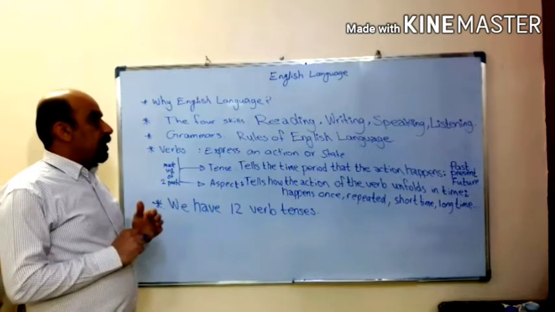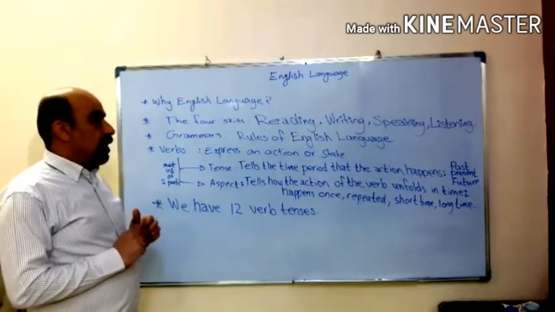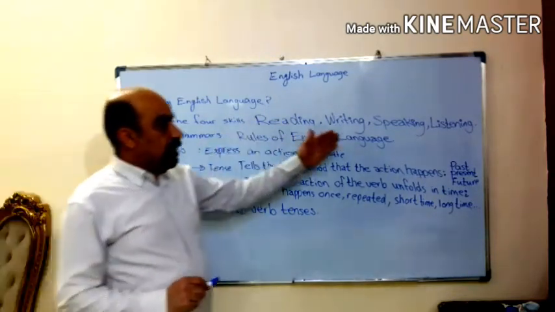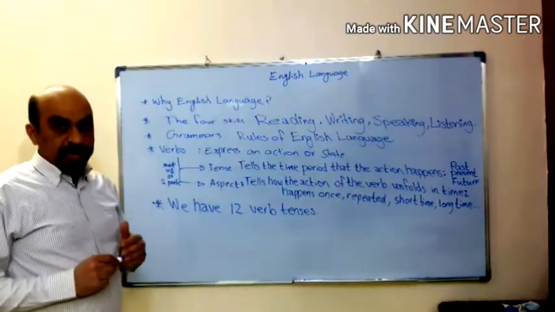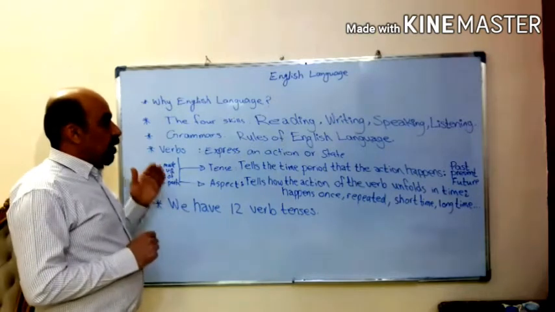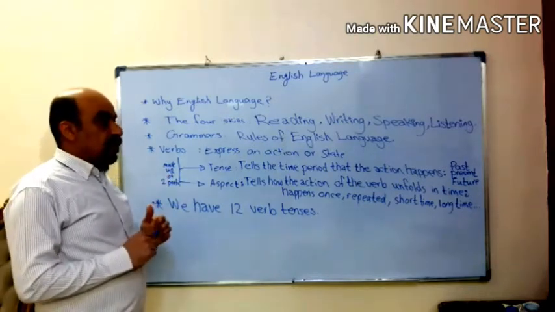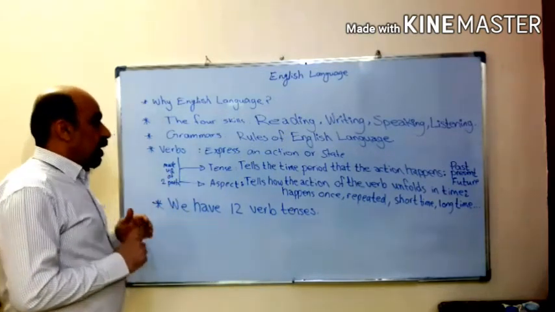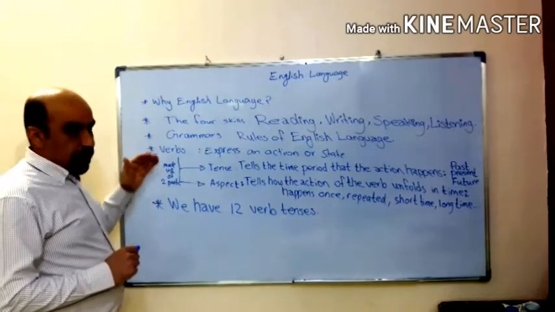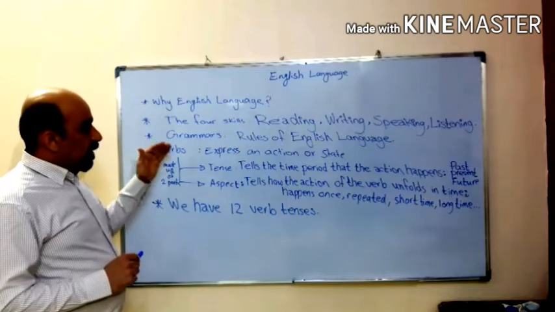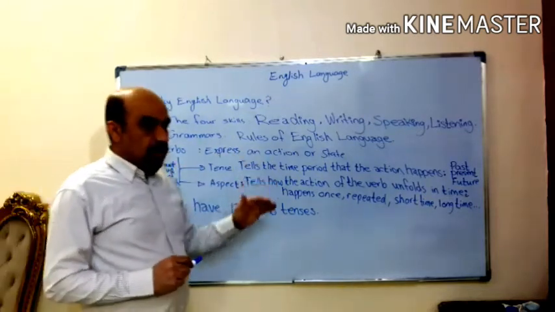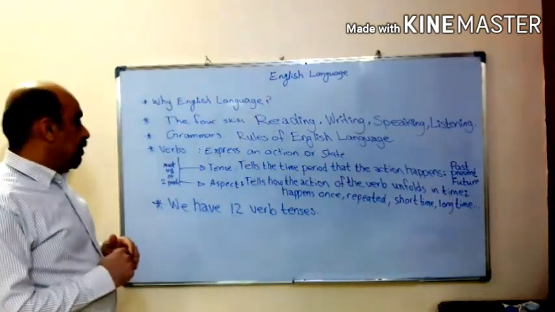We have 4 skills in the English language: reading, writing, speaking, and listening. And we have to study the grammar, which is the rules of the English language. The most important grammar point is the verbs. Verbs express an action or state.